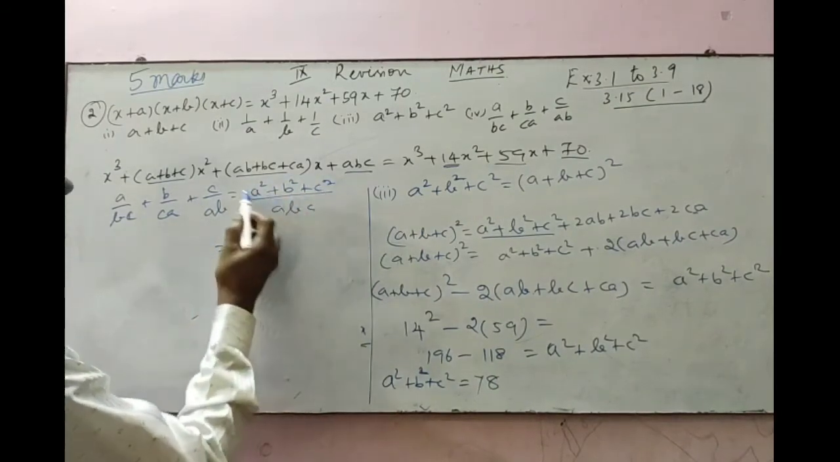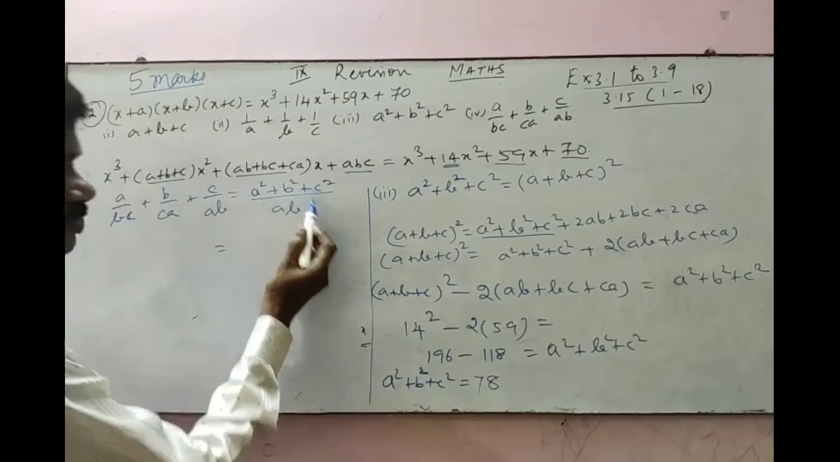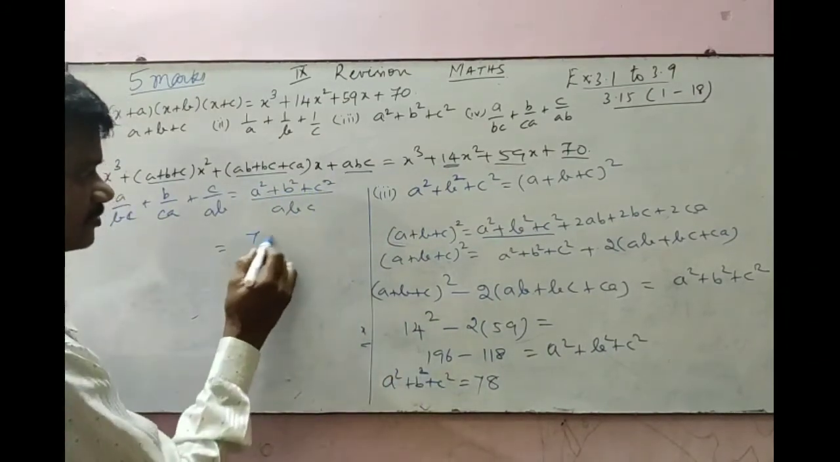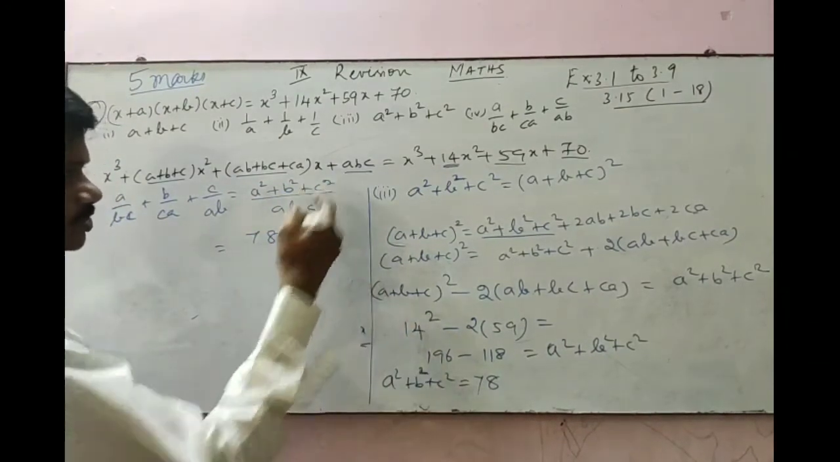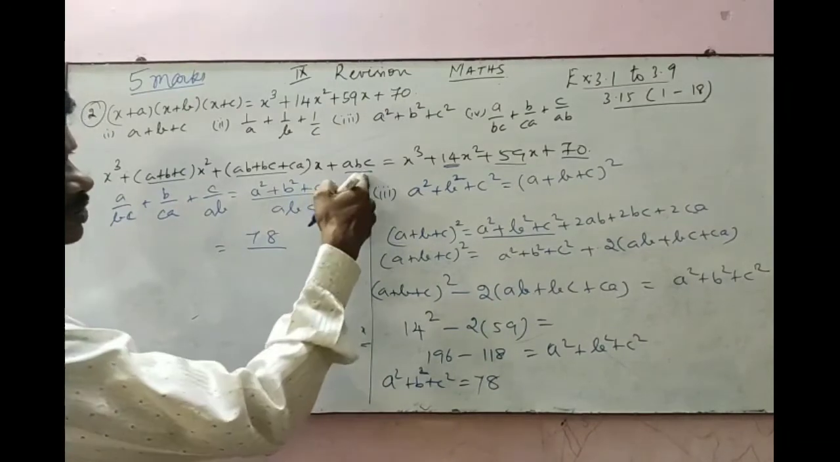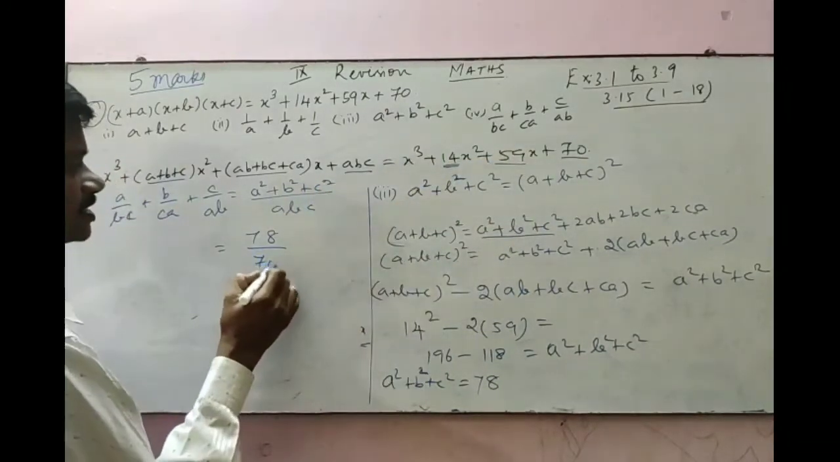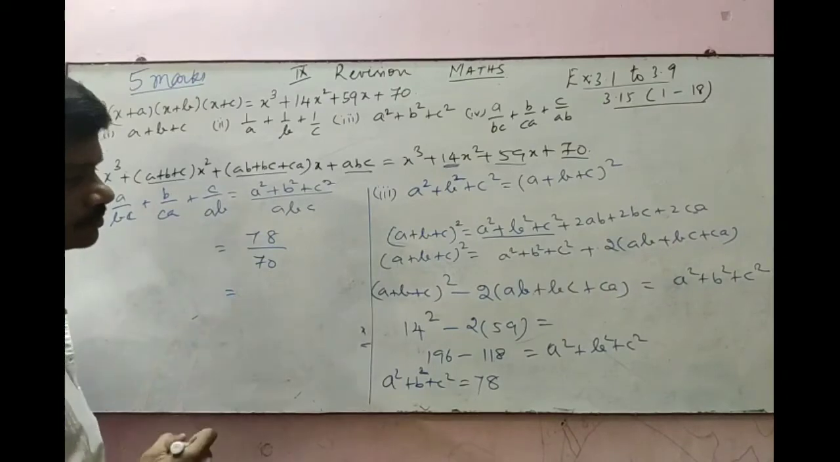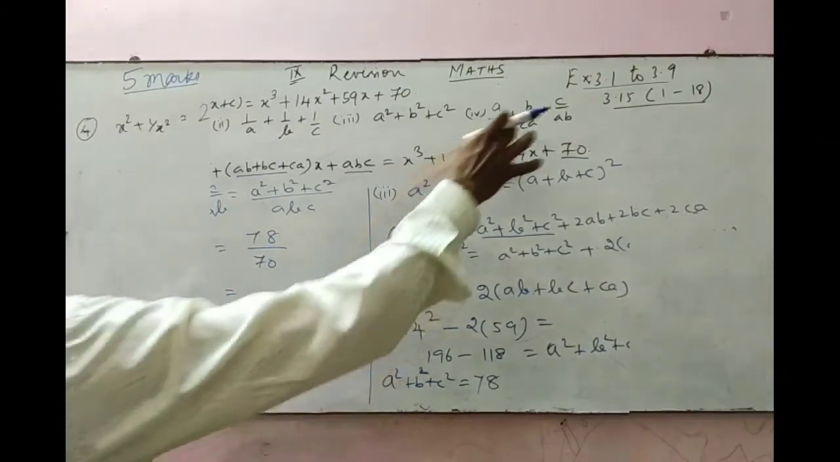We already found the value of A square plus B square plus C square in the last sum as 78. Take this value and substitute here, divided by ABC. What is the value of ABC? 70. So 78 by 70 is the answer for the fourth sum.